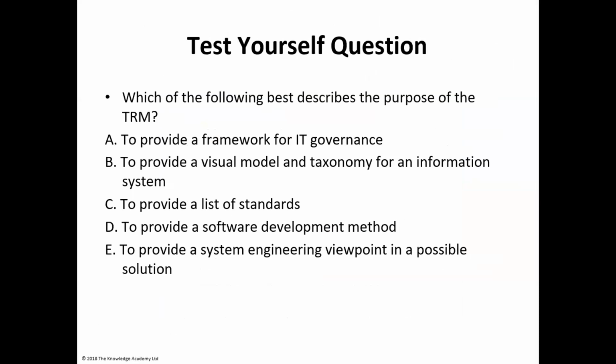Now, can you answer this one, please? Which of the following describes the purpose of a TRM? A, to provide a framework for IT governance; B, to provide a visual model and taxonomy for information systems; C, to provide a list of standards; D, to provide software development methods; E, to provide a systems engineering viewpoint on the possible solution. It's B. B is the right answer. Very good job. Please remember, this is how your question comes for Level 1.